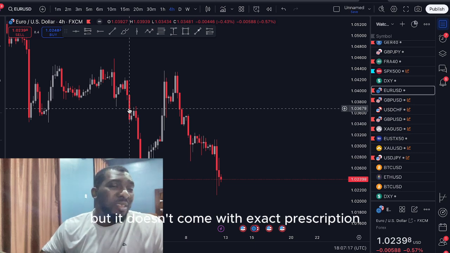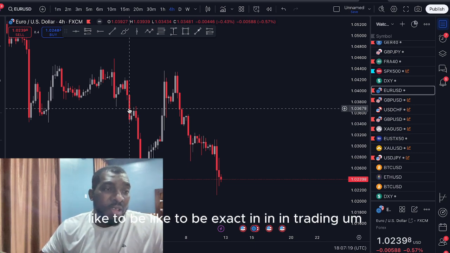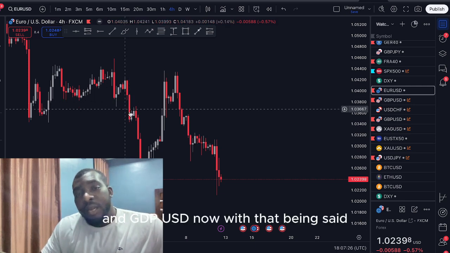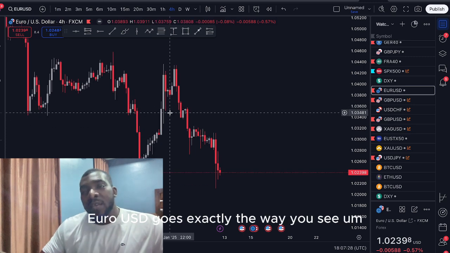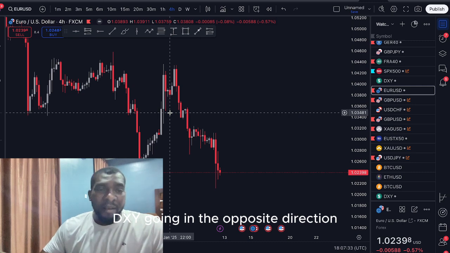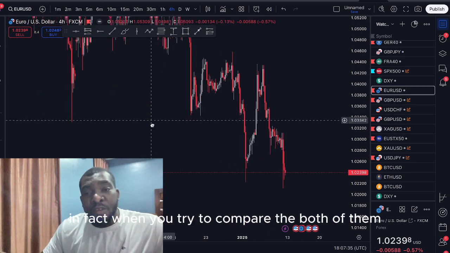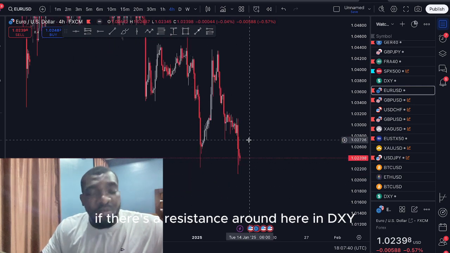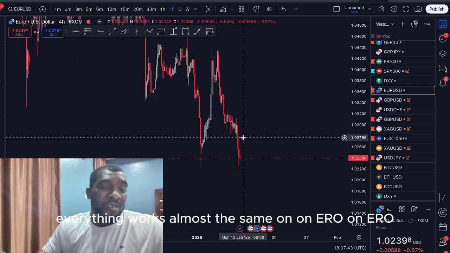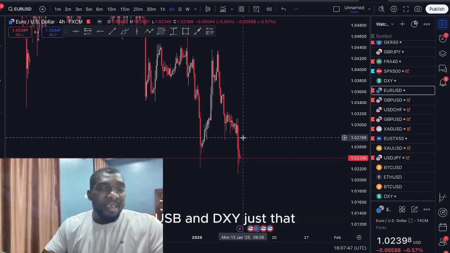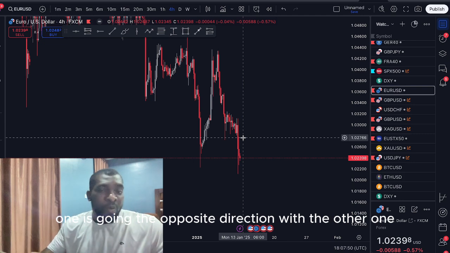But it doesn't come with an exact prescription, like being exact in trading EURUSD. Now, with that being said, EURUSD goes exactly the way you see DXY going, but in the opposite direction. In fact, when you compare the both of them, you see that they move almost the same. If there's a resistance around there in DXY, you see the resistance. Everything works almost the same on EURUSD and DXY, just that one is going in the opposite direction to the other.